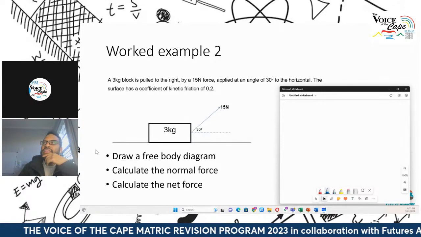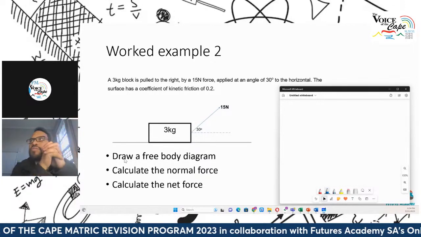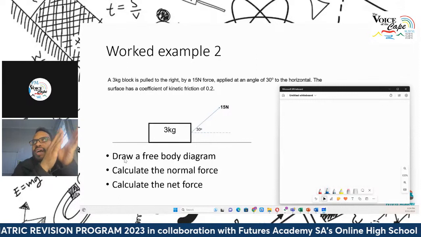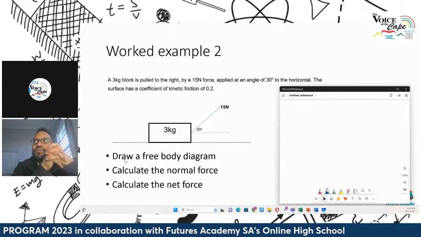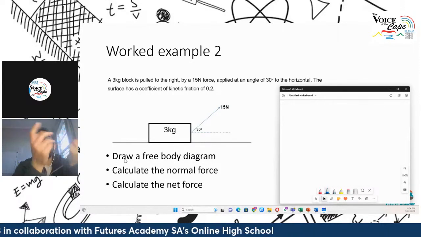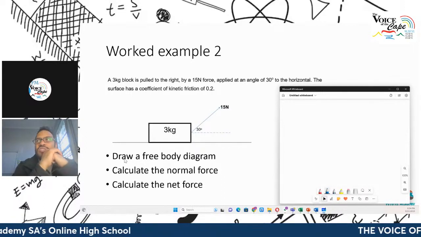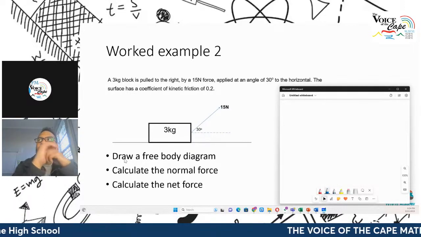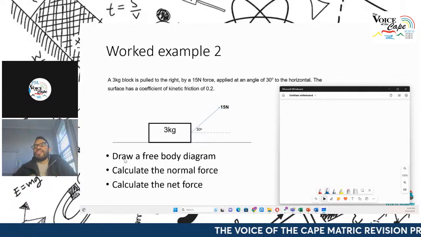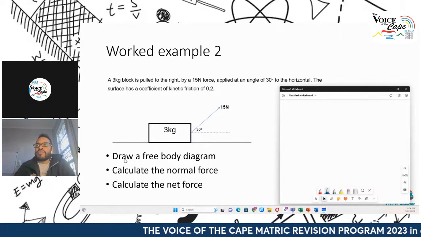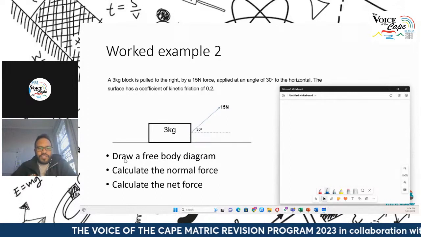Okay, so this was made easy for you because they've drawn the diagram, they've indicated the applied force. They didn't draw all the forces, but they gave you an idea of what's actually happening. 3 things we need to do here. Number 1 is we need to draw a free body diagram of the forces acting on the object. Number 2 is we need to calculate the normal force. And number 3, we must calculate the net force.